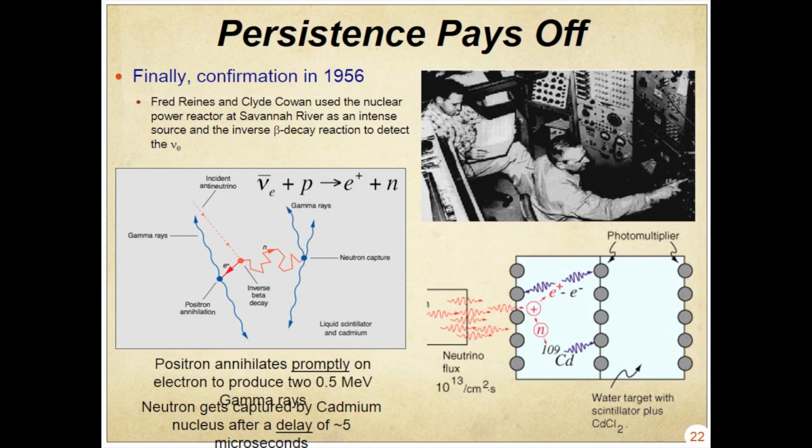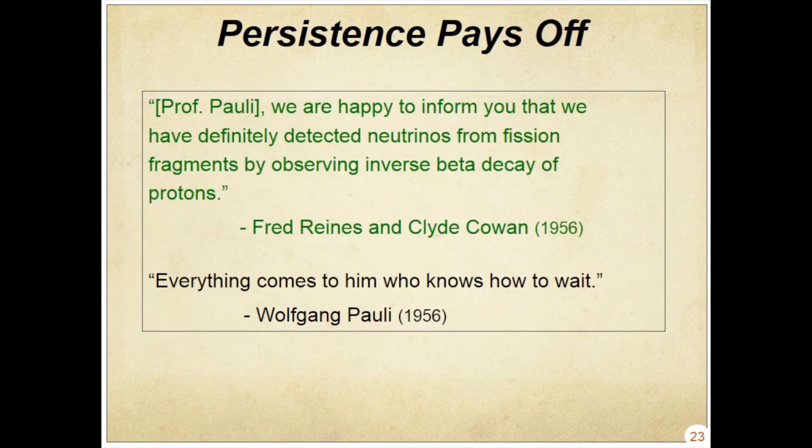So they did this, they witnessed it, and they saw the rate of their signal, of course, go up when the reactor was on and down when it was off, so they knew they were detecting neutrinos. So they sent a telegram to Wolfgang Pauli, saying they're happy to inform him that they've definitely detected neutrinos from fission fragments by observing inverse beta decay of protons. This is 1956. Remember Wolfgang's statement about how one should never hypothesize a particle that can't be detected was 1931, right? So 25 years later, Pauli quips back, everything comes to him who knows how to wait. Okay.